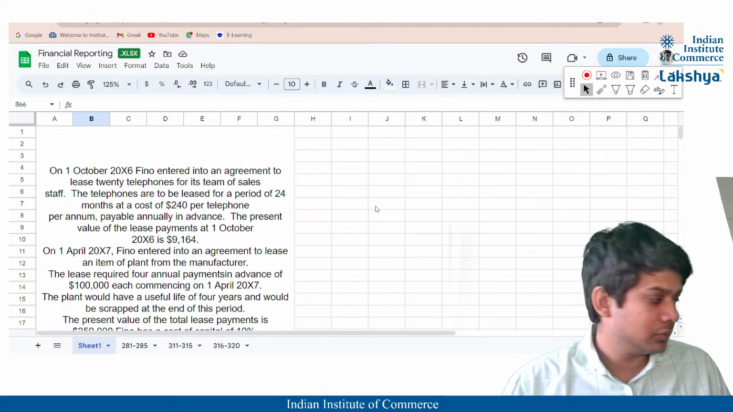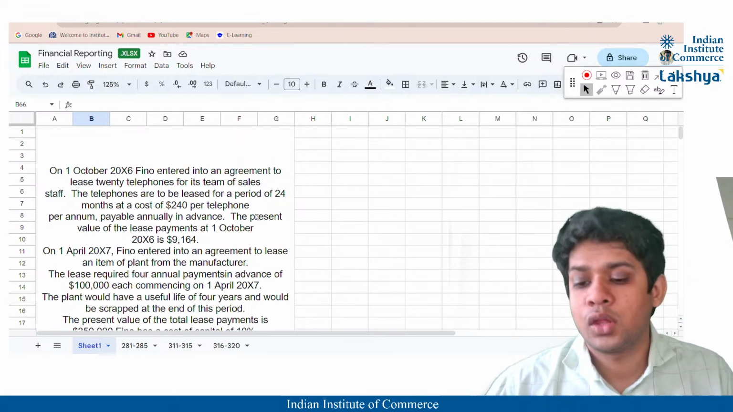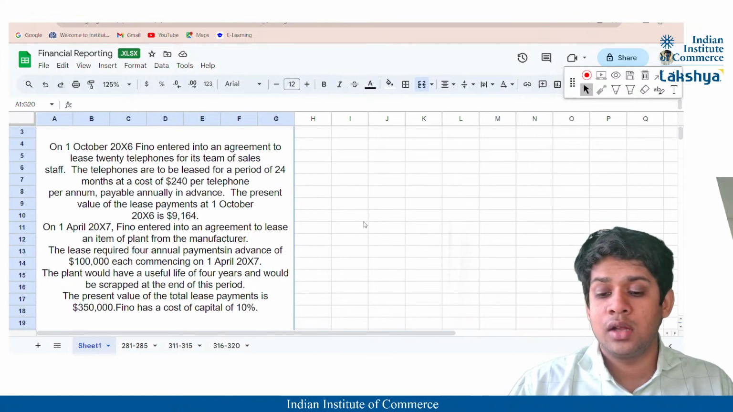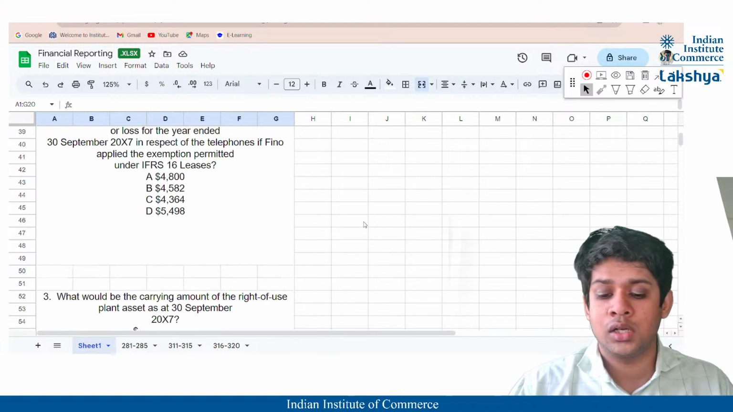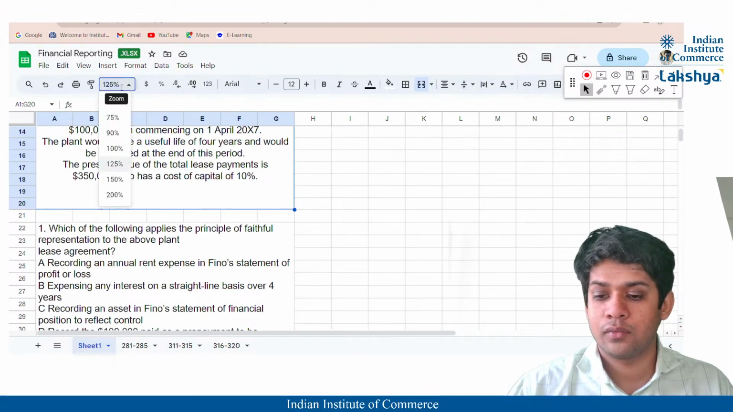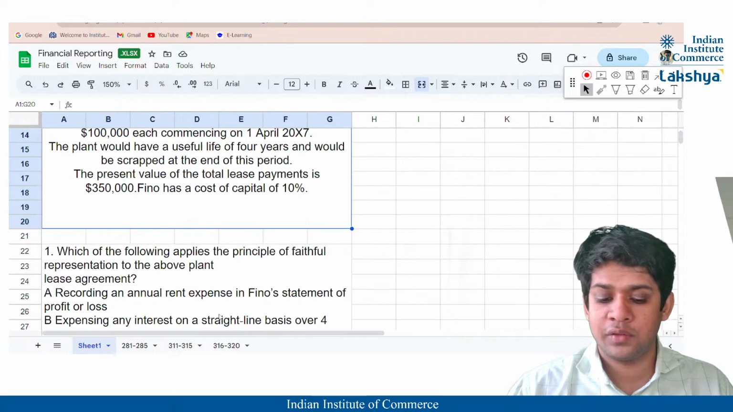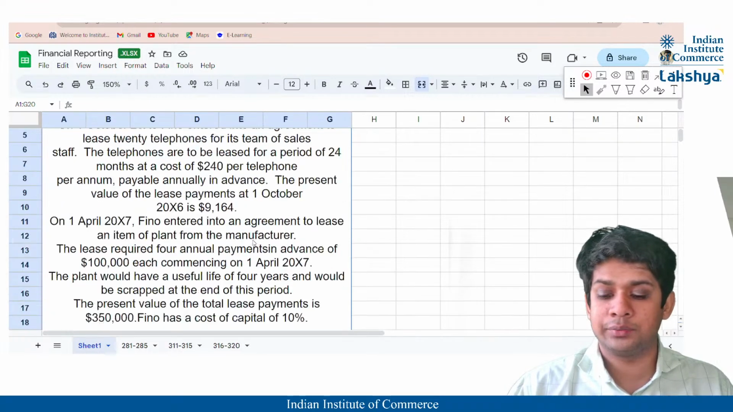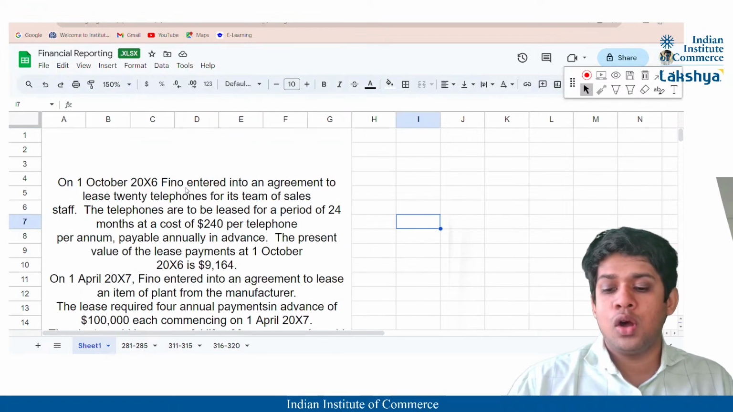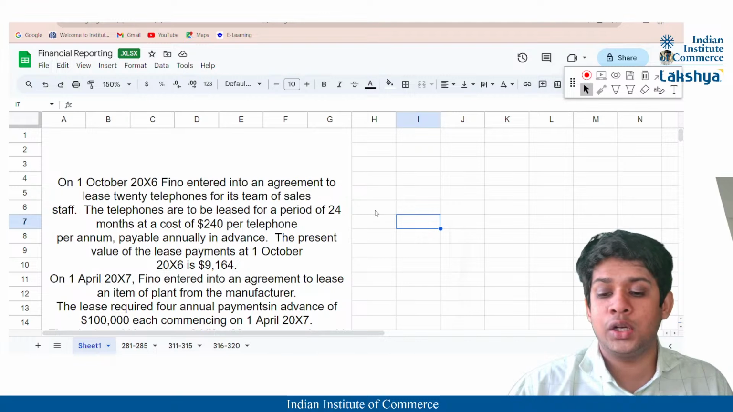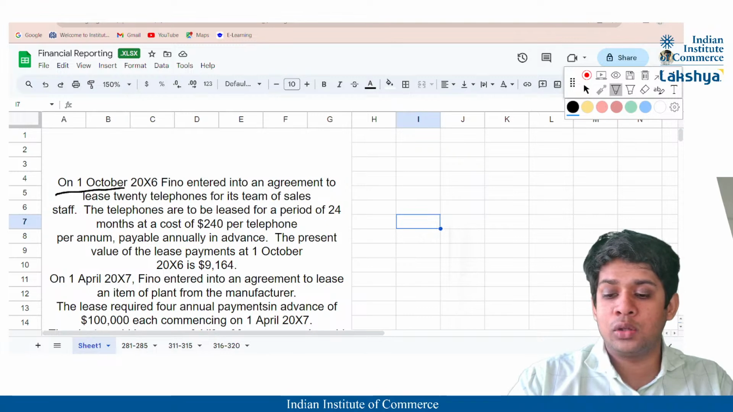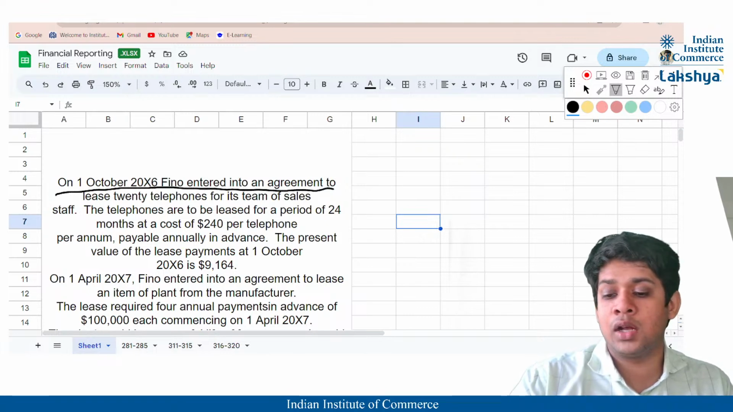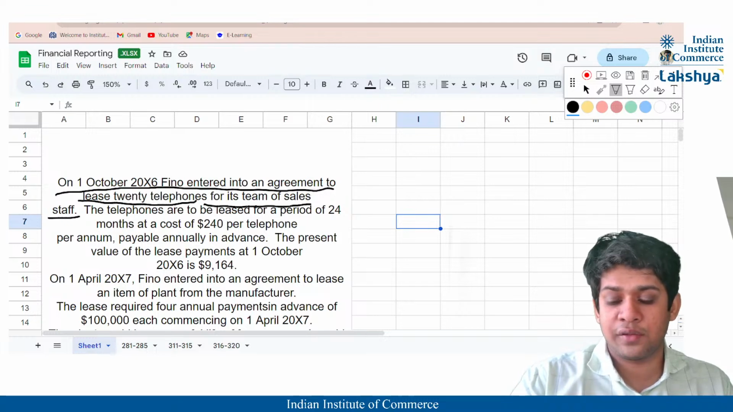Okay. Now guys, firstly, let us read through the whole scenario and then solve each and every question related to the scenario. So on 1st October 2016, Fino entered into an agreement to lease 20 telephones for its team of sales staff.